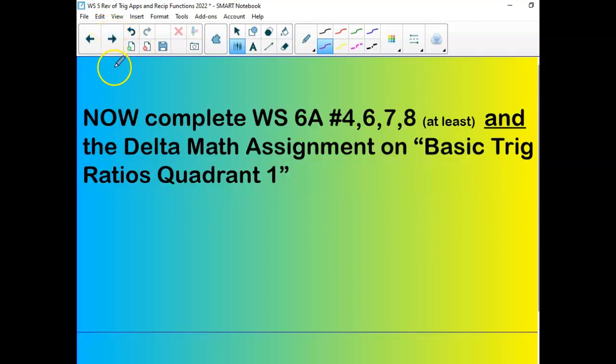All right. So the homework tonight is twofold, guys, threefold for some of you. You need to go back and make sure you finish the first Delta Math, if you didn't yesterday. On worksheet 6A, you need to do 4, 6, 7, and 8. Can you circle those now? 4, 6, 7, and 8? At least. You can do more for extra practice. And then there's also a little Delta Math called basic trig ratios in quadrant 1.